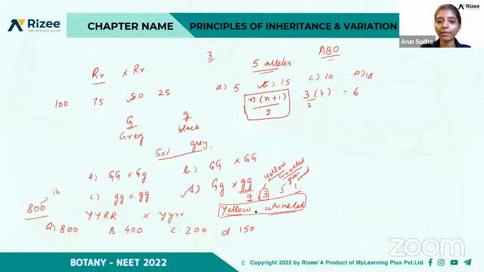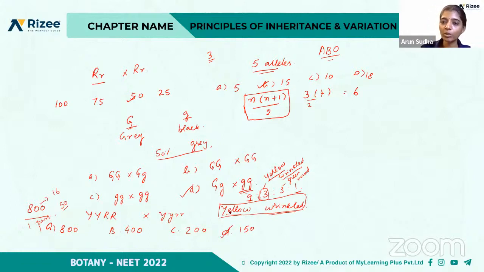I hope you are able to follow, right? So if 16 parts is equivalent to 800 individuals, only 3 parts are yellow wrinkle. So what will be the ratio? First you calculate it for 1 part. If for 16 parts it is 800, what will be for 1 part? Then you calculate for 3. So what will be the answer? So for 1 part it is 50, right? For 16 parts it is 800. For 1 part it will be 50. So for 3 parts, 150 is the correct answer.